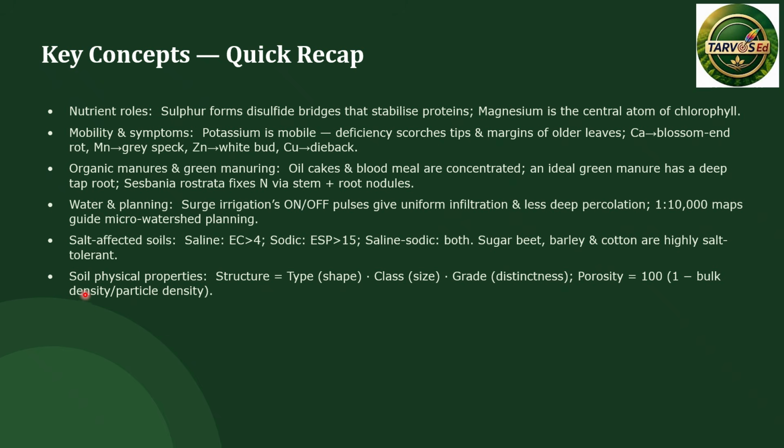And coming to the physical properties, soil structure has three attributes: type, class, and grade. Type is nothing but shape and arrangement. Class is nothing but size of the ped, and grade is the distinctness and durability of the ped. And while explaining the structure, we have to use the sequence grade, class, and type. This is an important question. And coming to the porosity equation, it is nothing but 100 into 1 minus bulk density by particle density.